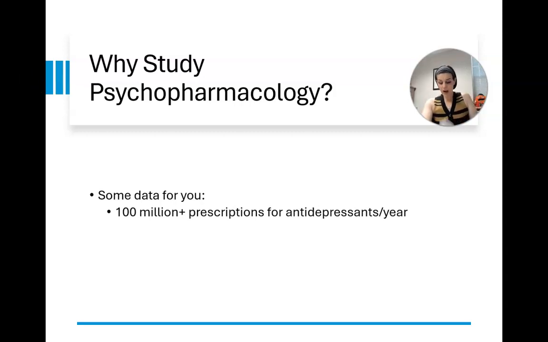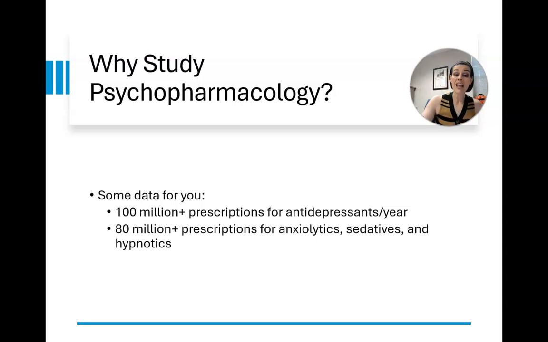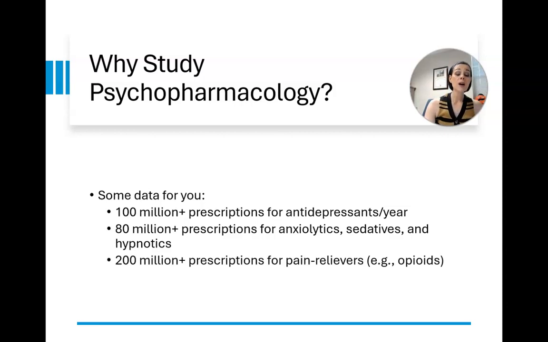We tend to find that there are over 100 million plus prescriptions for antidepressants per year. We have about 80 million plus prescriptions per year for anxiolytics, so drugs that reduce anxiety, sedatives, and hypnotics. We have about 200 million plus prescriptions for pain relievers. So we're not talking about ibuprofen or Tylenol here. We're talking about opioids, things like Vicodin and OxyContin.